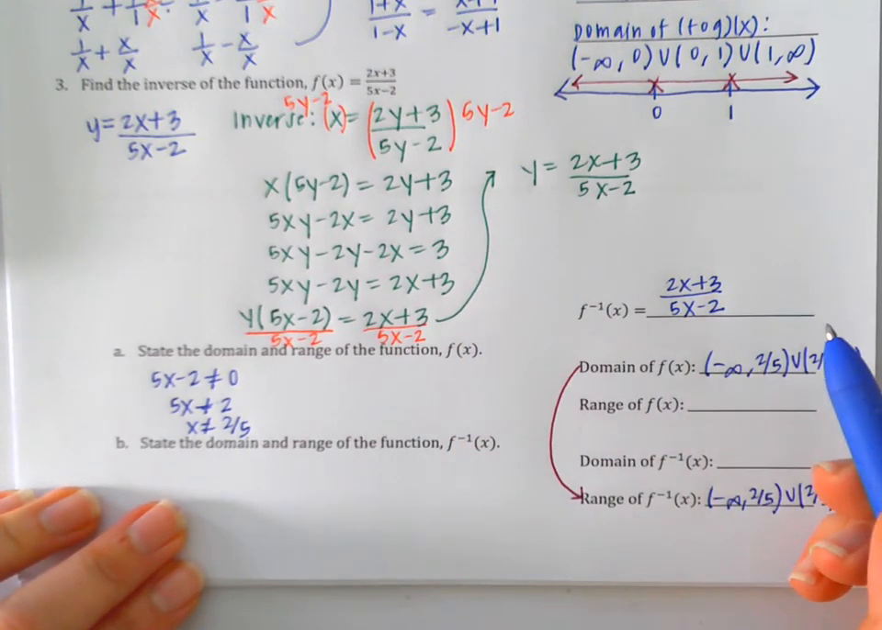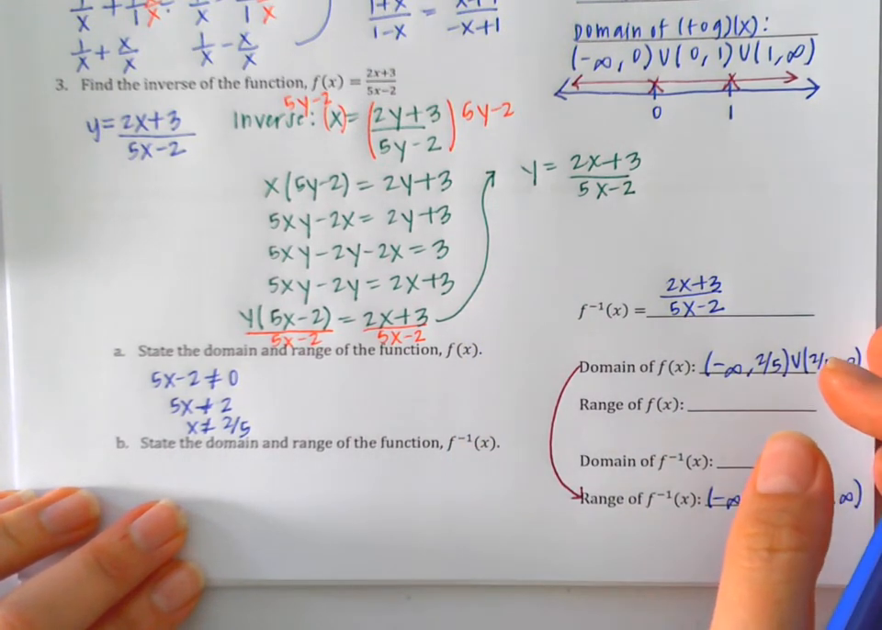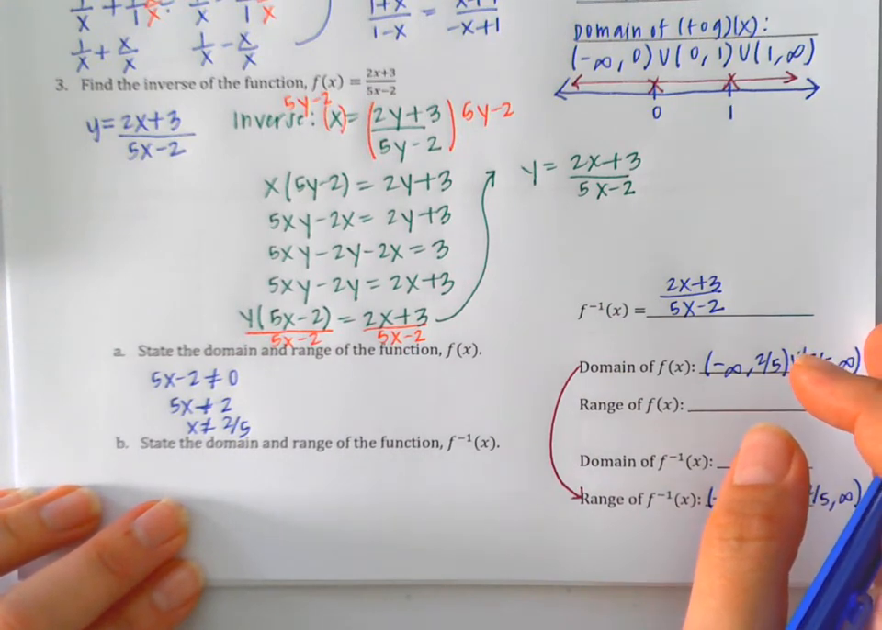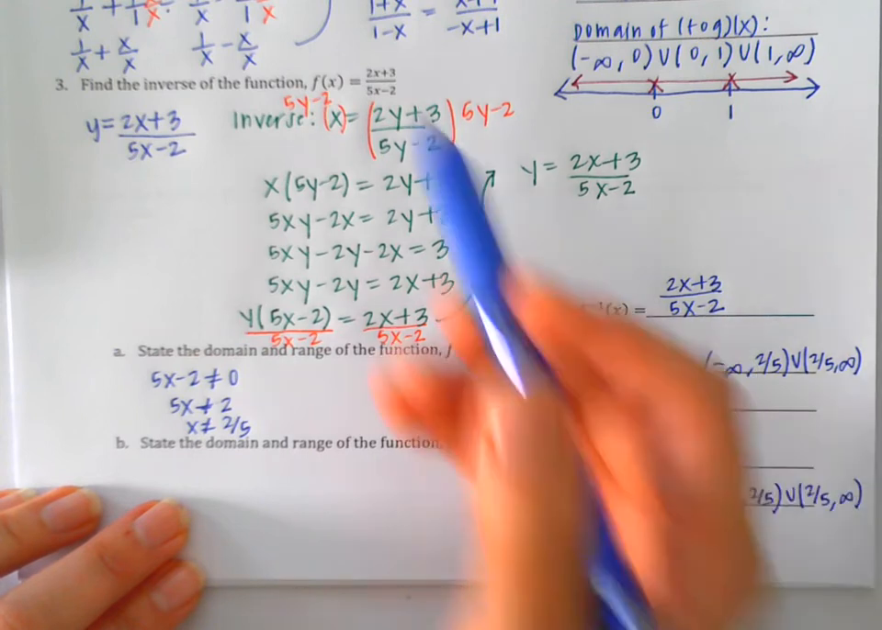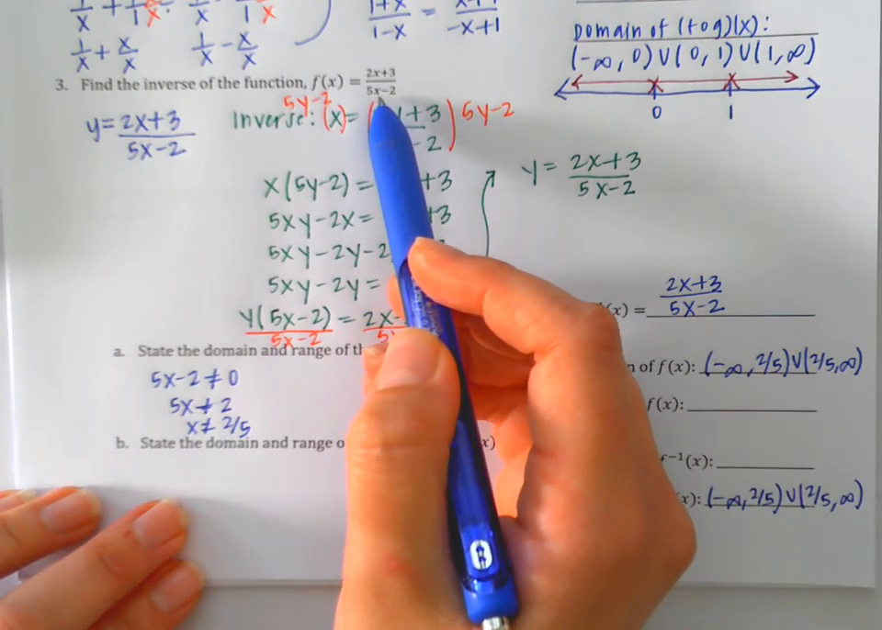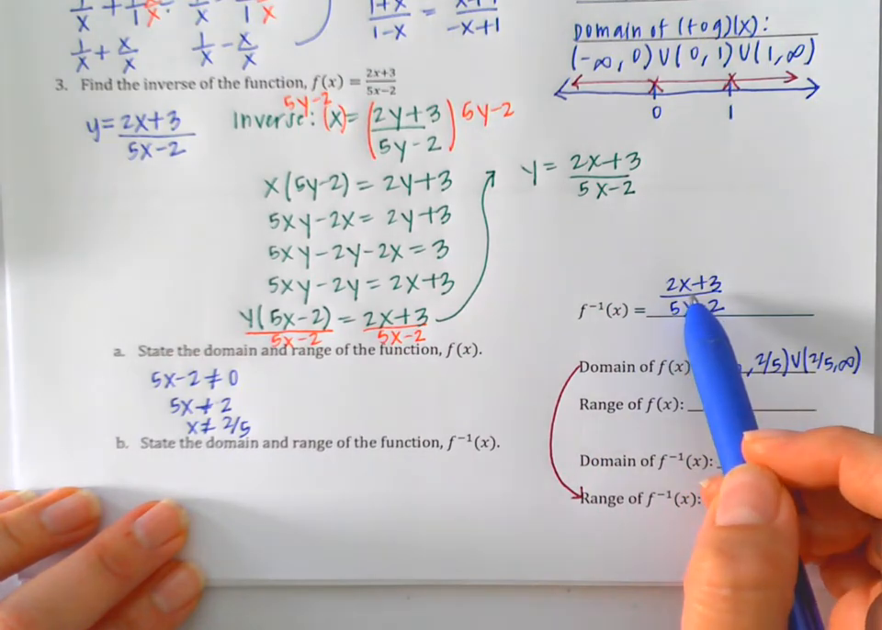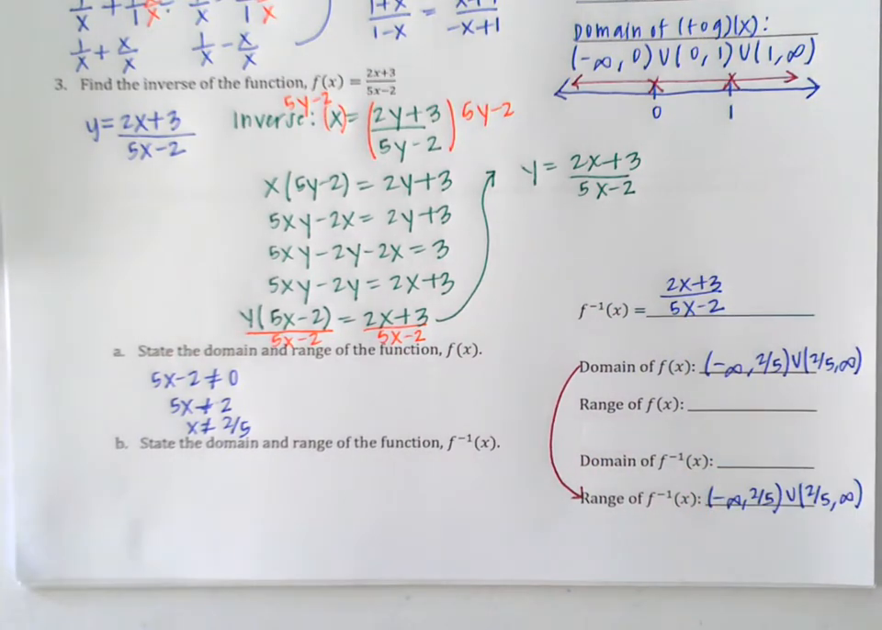Oh, this one's the weird one. I forgot. I need to change this one. It turns out, I didn't even recognize it. The original, 2x plus 3 over 5x minus 2, turns out to be the same as the inverse. That's so weird. I always forget this one. I need to write it down somewhere.